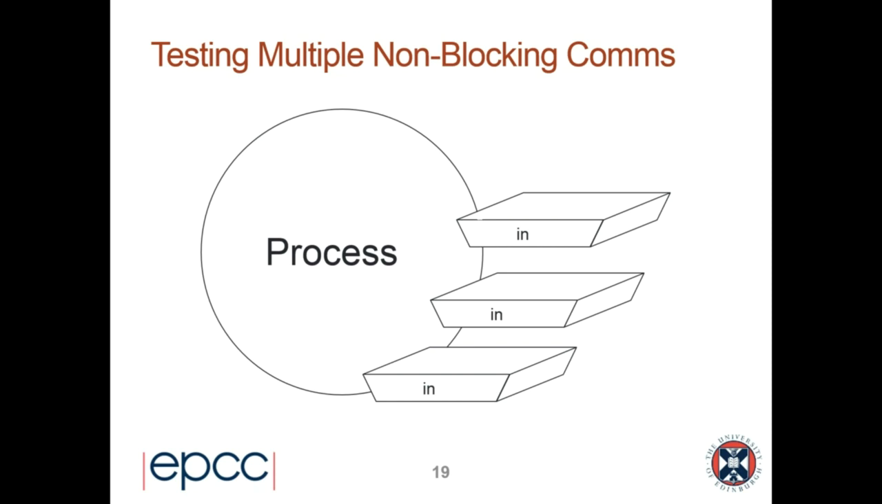And that allows MPI to resolve them, match them up as and when they come in. Rather than saying wait for the upward one to finish, the downward one, the leftward one, the rightward one, the efficient thing in general is just to send them all out, post all your communications and say to MPI, wait for them all to finish. So testing multiple non-blocking communications is like having multiple inboxes.